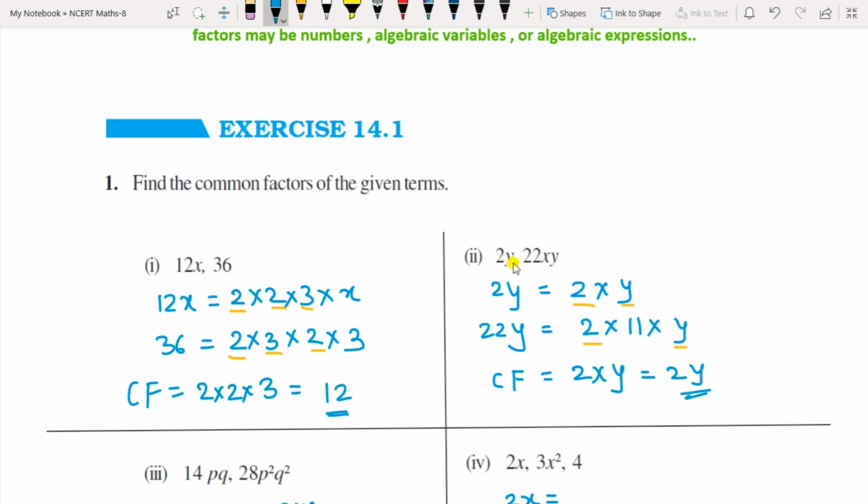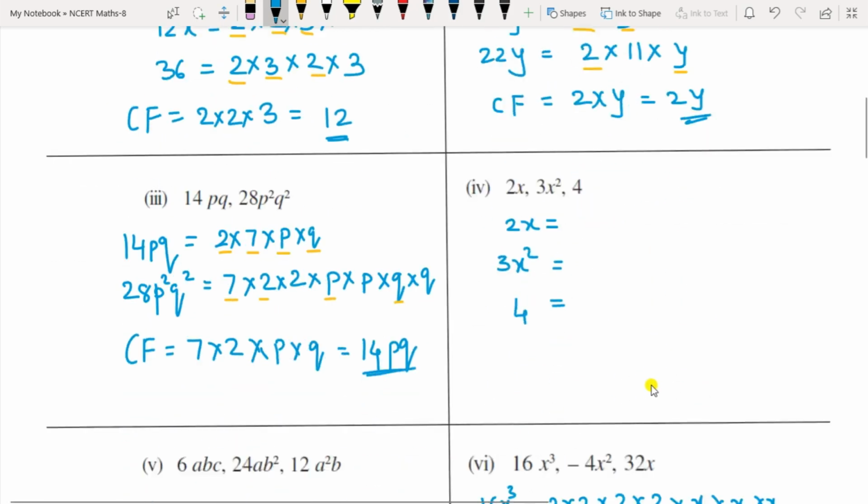Similarly here, 2y and 22xy. 2y means 2 into y. 22xy means 2 into 11 into x into y. So the common factors are 2 and y.